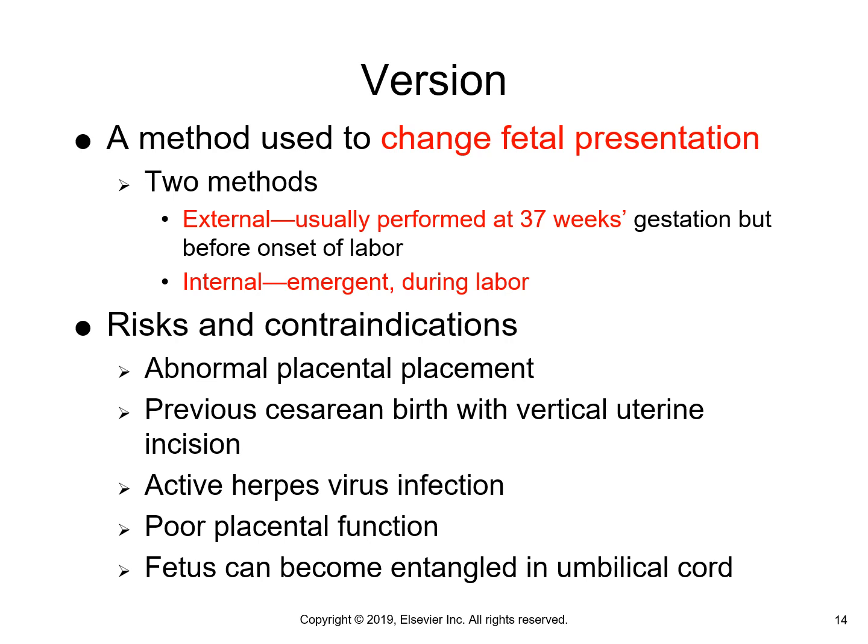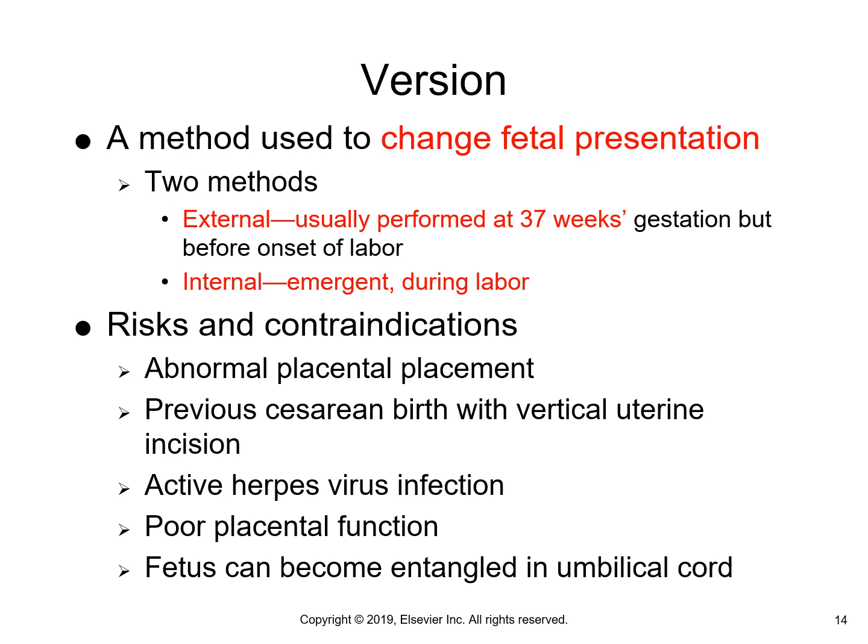And then for those that have active herpes virus infection or poor placental function, we don't want to do that and stimulate the baby. The fetus can become entangled in the umbilical cord, again because we're manipulating the baby inside, so that umbilical cord can actually get entangled in the fetus.